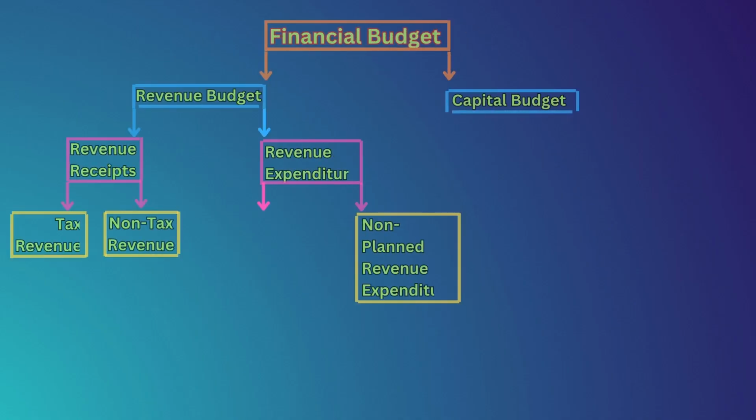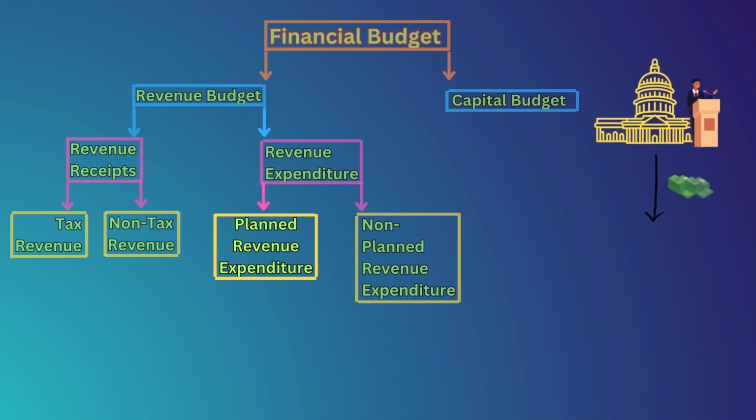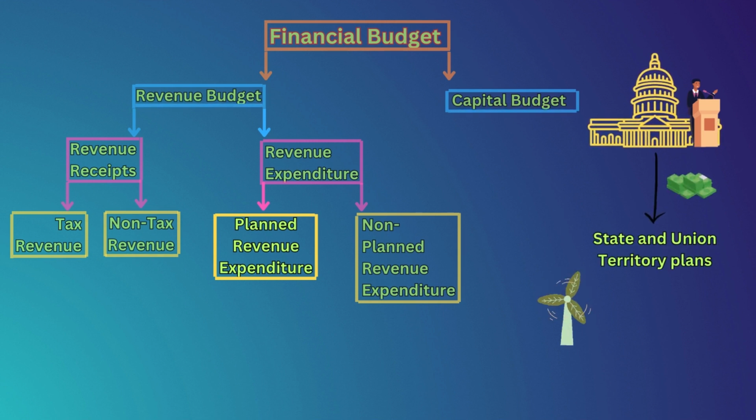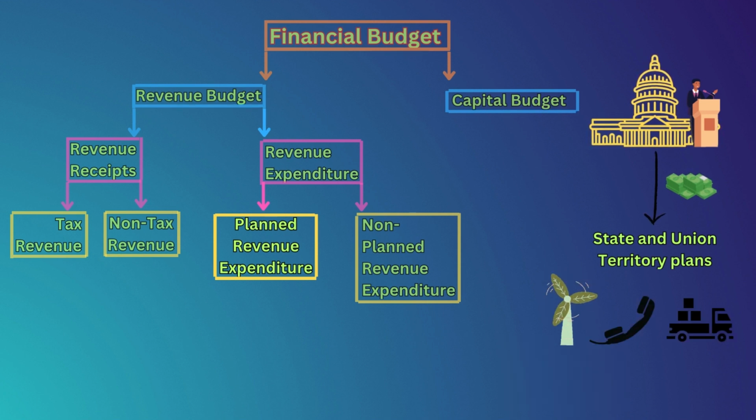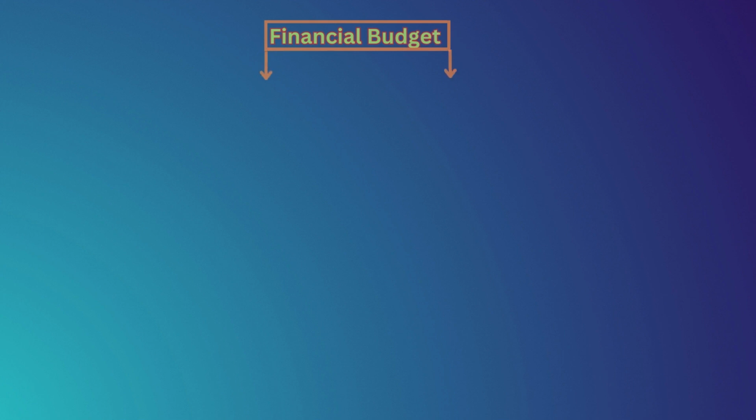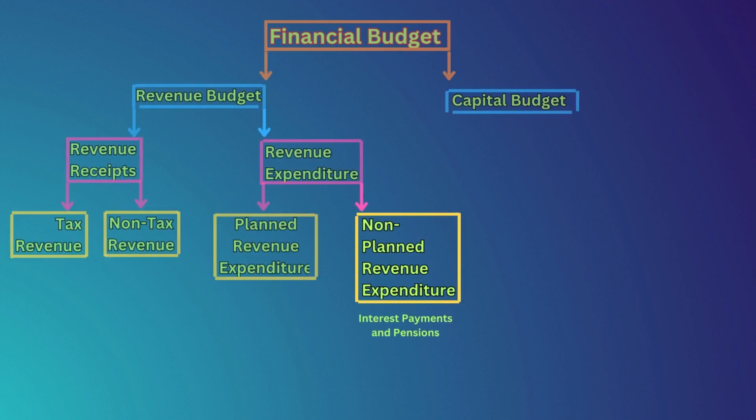Planned revenue expenditure is essentially the budget support to the central plan and the central assistance to state and union territory plans. Some examples are energy expenses, communication, and transportation. Non-planned revenue expenditure is obligatory in nature, like interest payments and pensions.